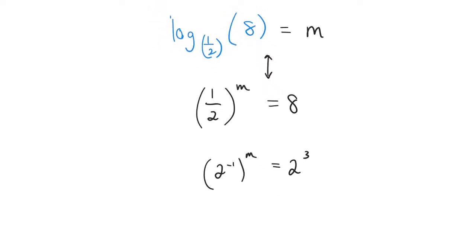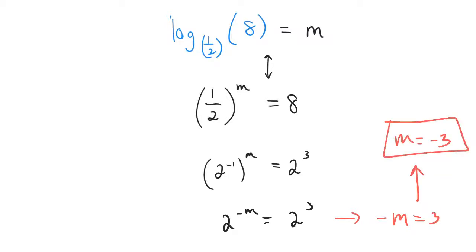So I can use what's called equating exponents here. Once the bases are the same, which they are, I can rewrite this as 2 to the negative m equals 2 to the third. Why do I do that? Because a power to a power, I multiply those powers. And then as a result, negative m equals 3, and m equals negative 3. So your answer for the original problem that you started with is really just negative 3.